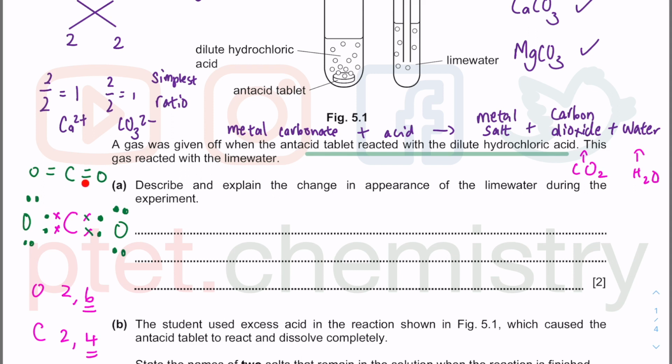Carbon forms 4 covalent bonds. Oxygen in group 6 shares 2 electrons each. They form 2 covalent bonds from each oxygen. Anyway, this gas that you expect to produce is what you call carbon dioxide gas.